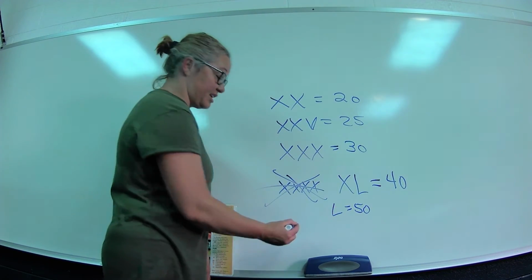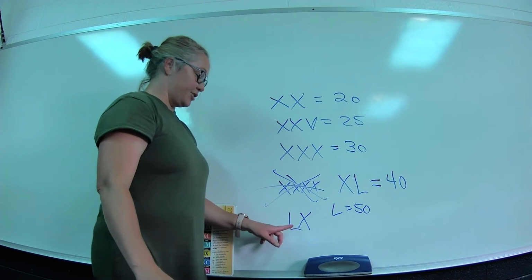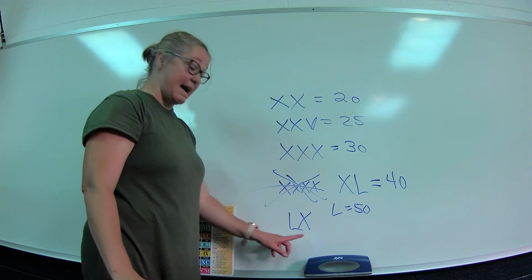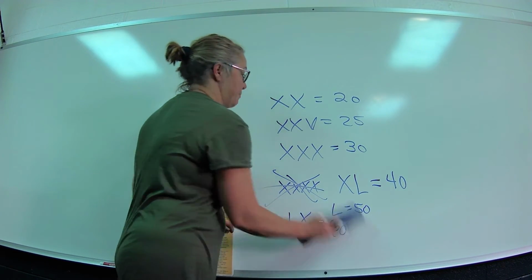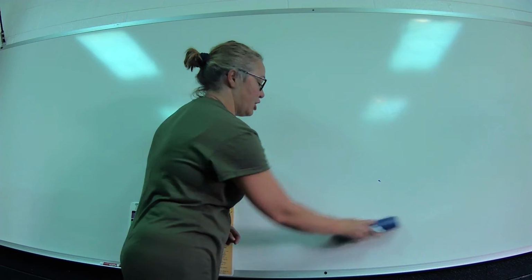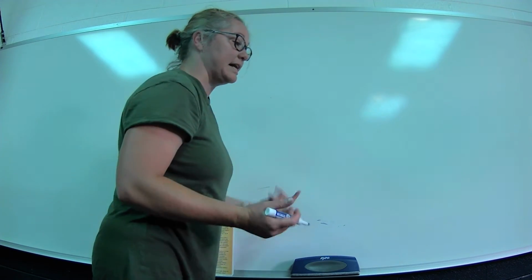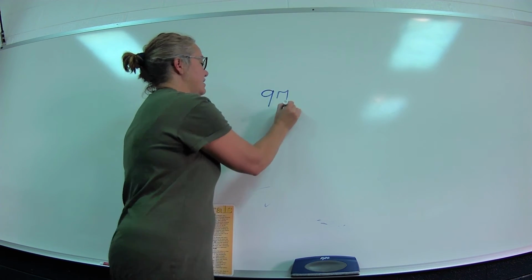We'll simply just use L for 50. Now if I want to go 60, I have 50 plus 10. Now the greater unit is in front of the lesser unit, so now I add. So 50 plus 10 equals 60. All right, what if I want to do a larger number? Let's say I want to do 97.